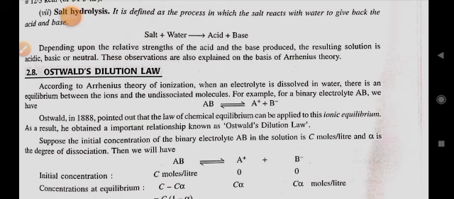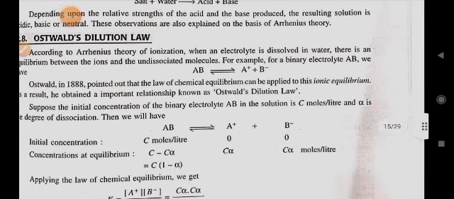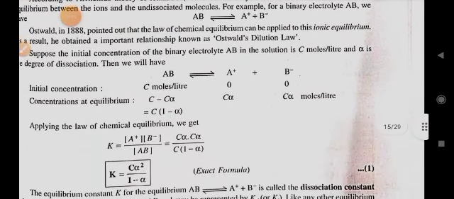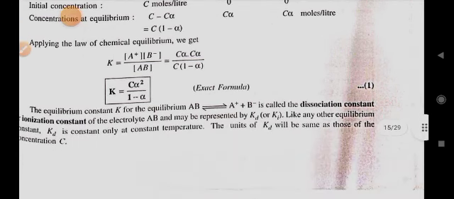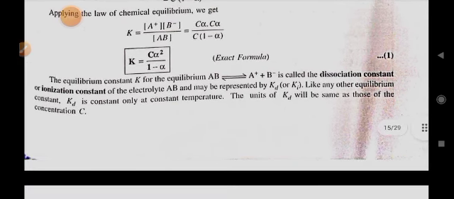Suppose the initial concentration of the binary electrolyte AB in the solution is C mole per liter and alpha is the degree of dissociation. Then the initial concentration of AB is C mole per liter, and for A+ and B- it is 0. Concentration at equilibrium: C minus C alpha for AB, and for A+ and B- it is C alpha. Applying the law of chemical equilibrium, we get K equals concentration of A+ times concentration of B- upon concentration of AB, equals C alpha multiplied by C alpha upon C(1 minus alpha). K equals C alpha squared upon (1 minus alpha).